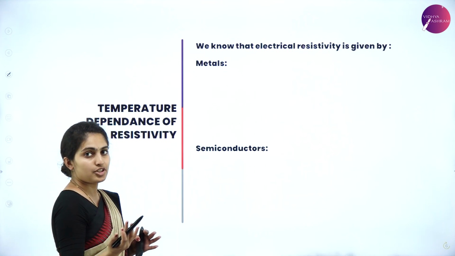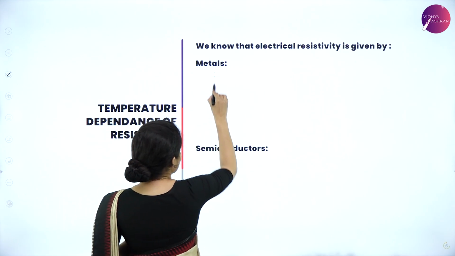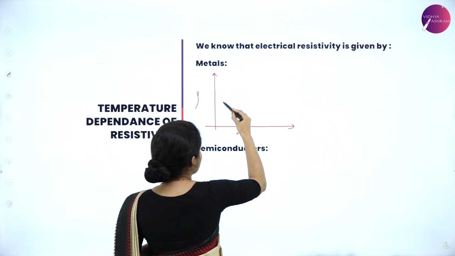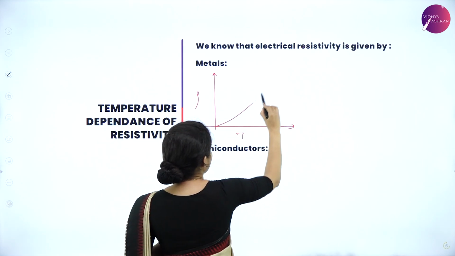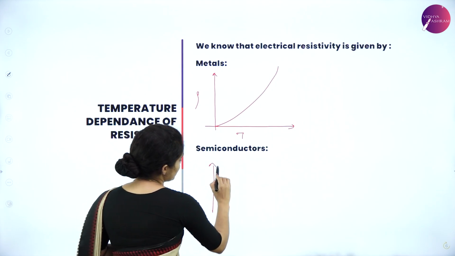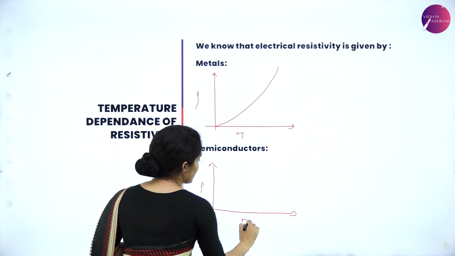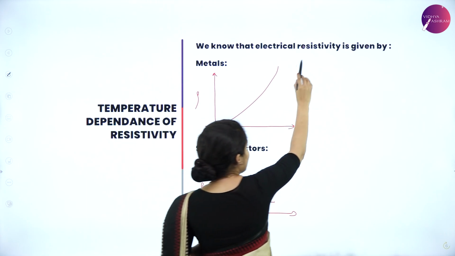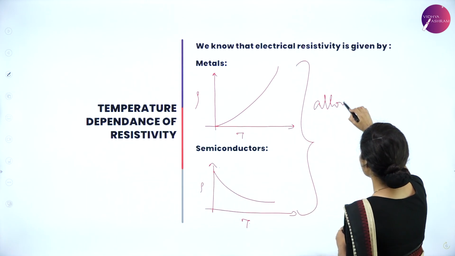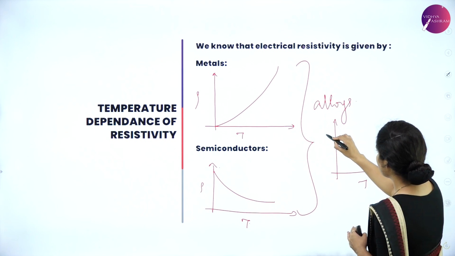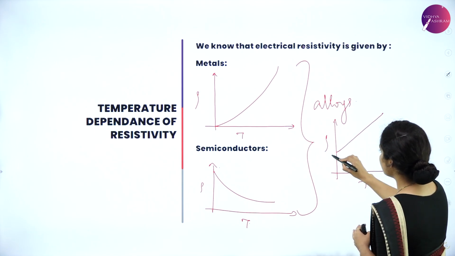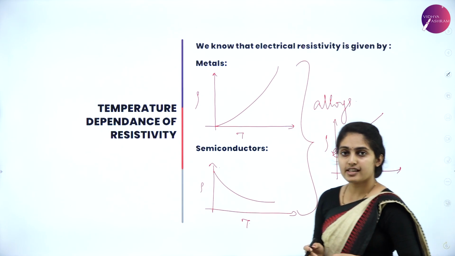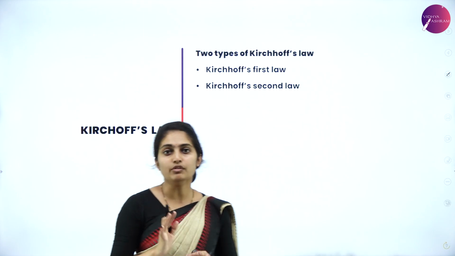Next, let us go to temperature dependence of resistivity. In case of metals, as the temperature increases, the resistivity of the metal also increases. In case of semiconductors, as the temperature increases, the resistivity decreases. Likewise, in case of alloys, as the temperature increases, the resistivity increases, but only up to a certain level, that is this level. This is how we study the temperature dependence of resistivity.